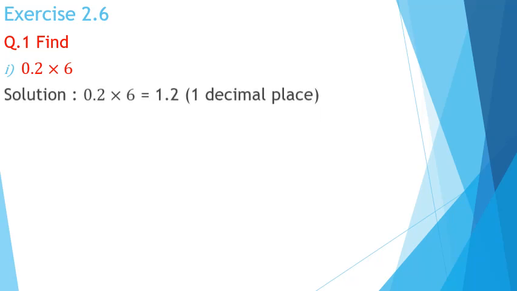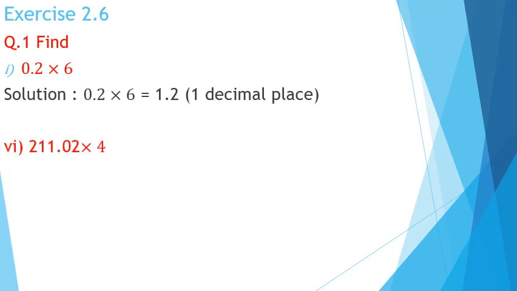Next, we solve the sums of exercise 2.6. Question number 1. Find 0.2 multiplied by 6. Multiplication with a one digit number, you can directly do it and put the decimal point. There is no issue in that. So we can write simply the answer this way. 0.2 multiplied by 6 equals, actually 2 multiplied by 6 is 12. Only one decimal place is there. So from the right side, remove one digit and put the decimal point. So we are getting 1.2.